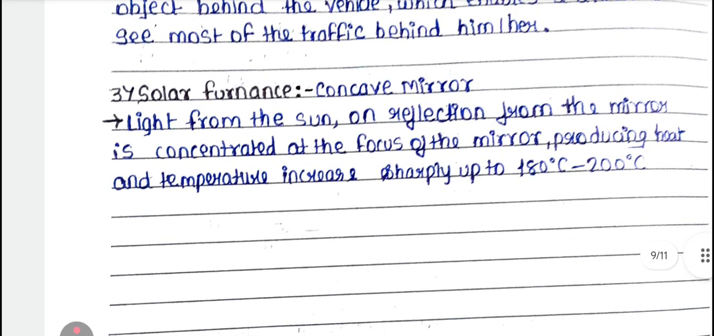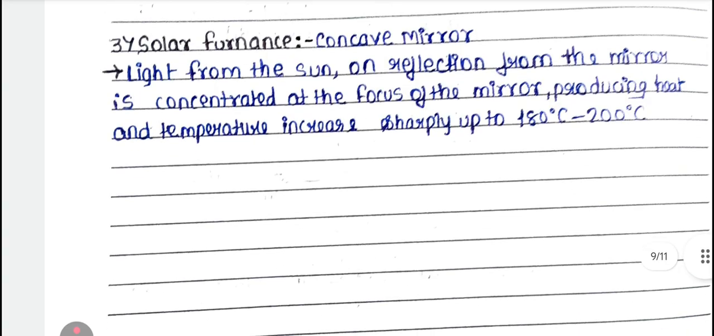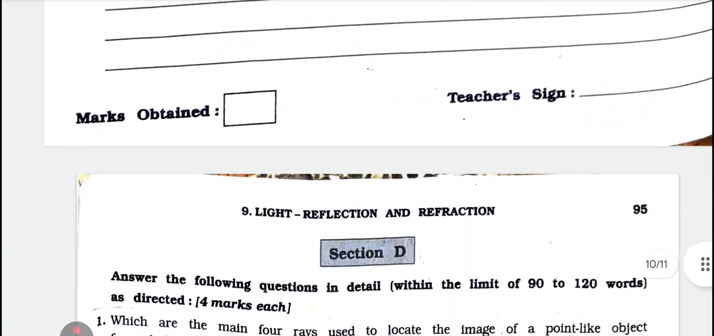Solar furnace तो concave mirror, light from the sun on reflection from the mirror is concentrated at the focus of the mirror, producing the heat and temperature increasing sharply to 180 to 200 degrees Celsius.